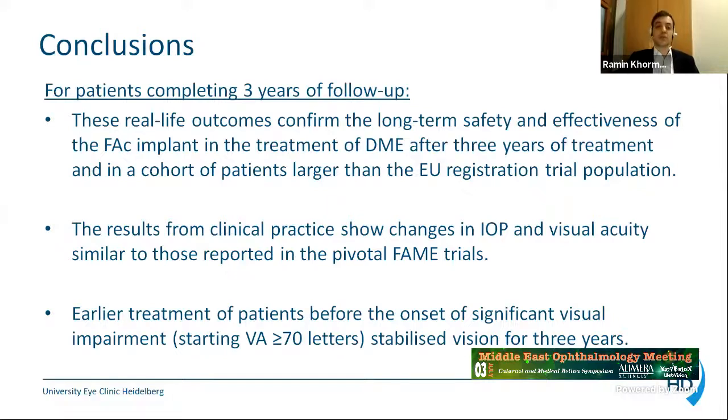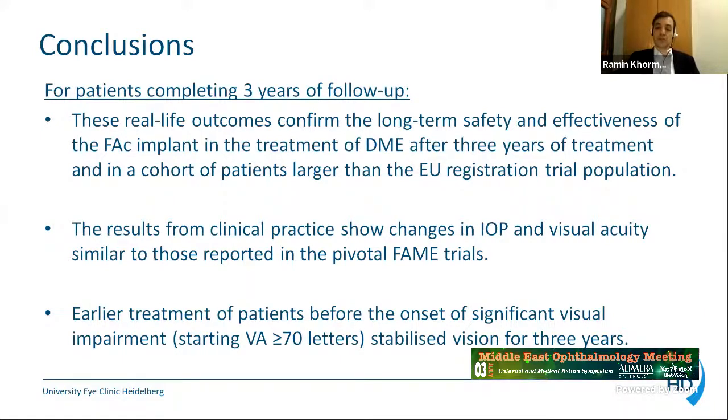And this was the case in a cohort of patients much larger than the EU registration trial population. The results from clinical practice also showed changes in IOP and visual acuity very similar to those reported in the pivotal FAME trials. I think it's important to address once again that I showed you results of a real-world study, and it's not very often that real-world studies really confirm what we have seen in pivotal trials.